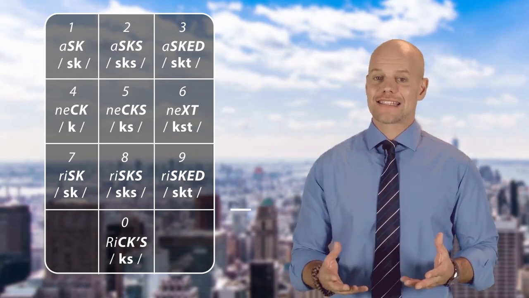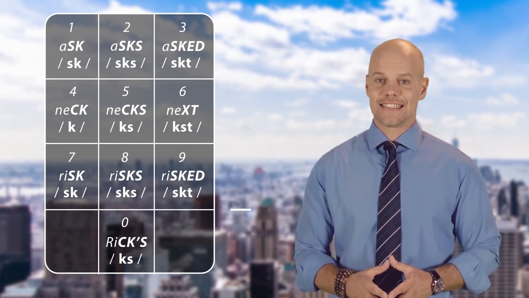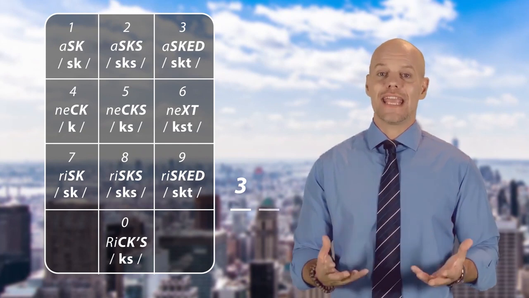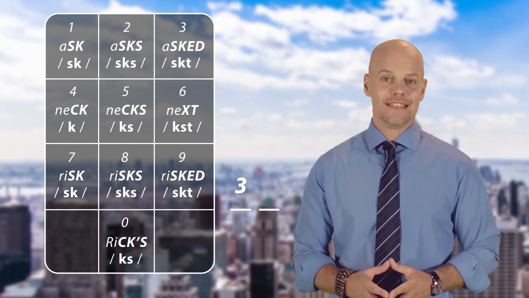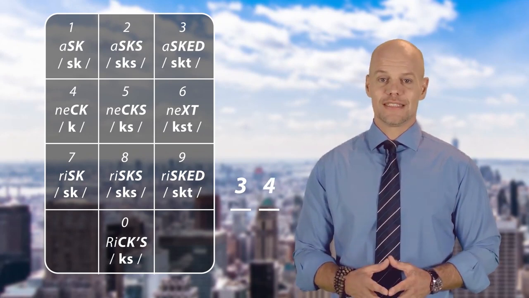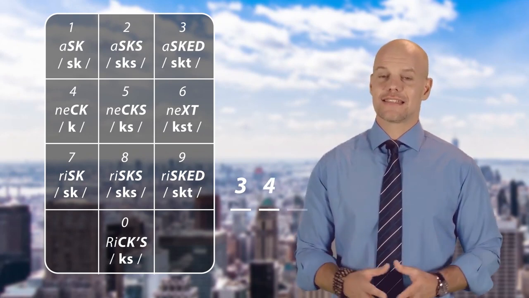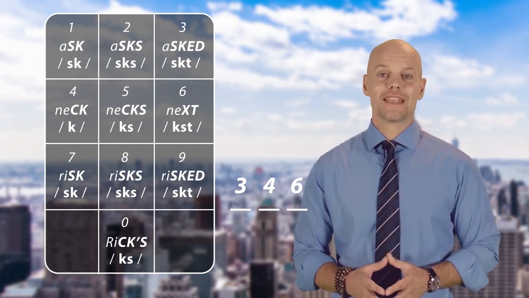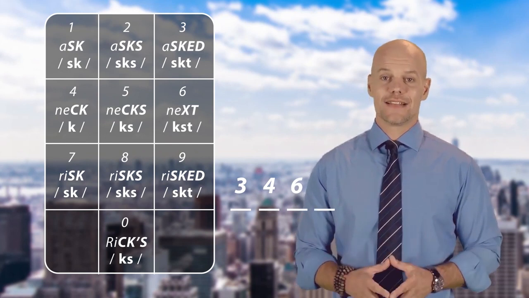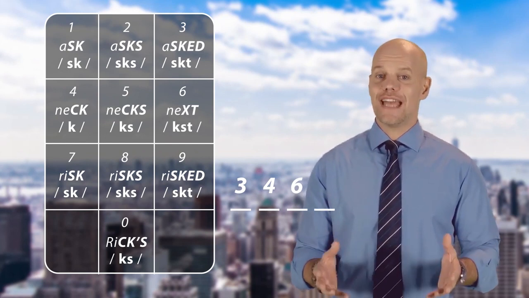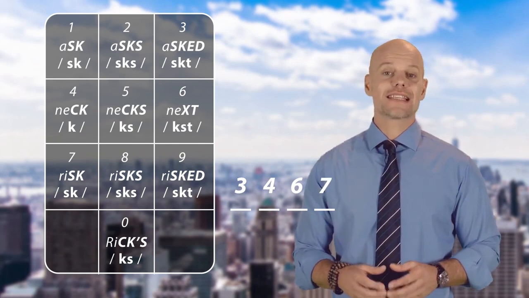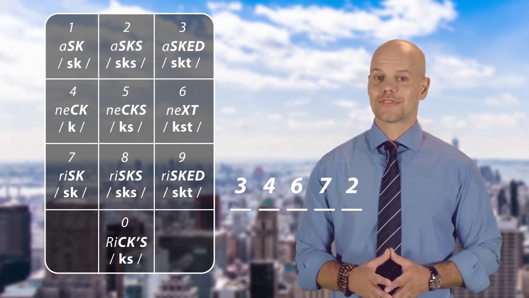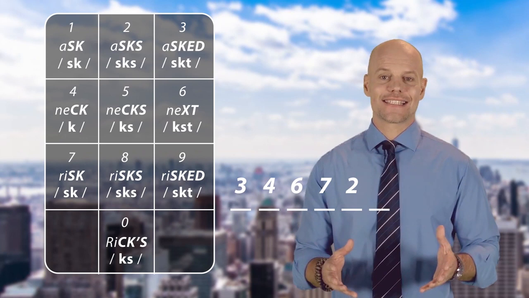First number is asked. Asked. This is number 3. Next number is neck. Neck. This is number 4. Next is next. Next. This is number 6. Next is risk. Risk. Number 7. Next is asks. Asks. Number 2. Next one is next.